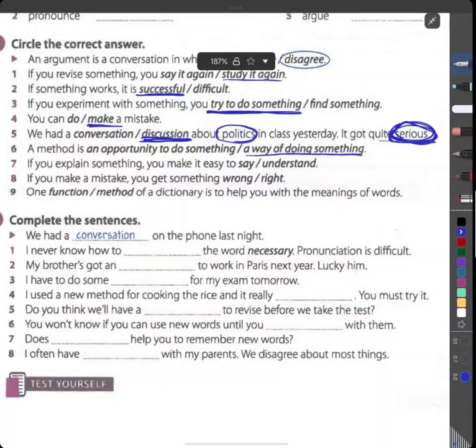Number 7. If you explain something, you make it easy to say or to understand. When you explain something, you make it easy to understand. If you make a mistake, you get something wrong, not right. One function or method of a dictionary is to help you with the meanings of words.